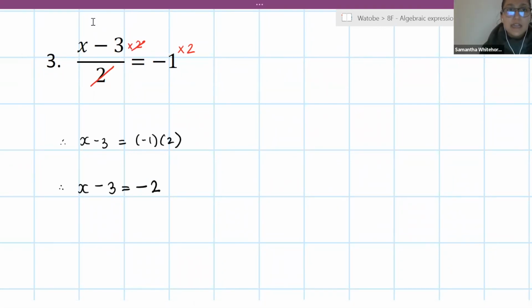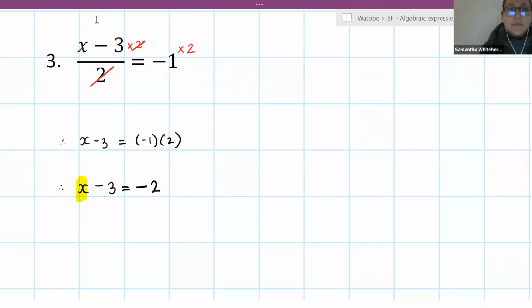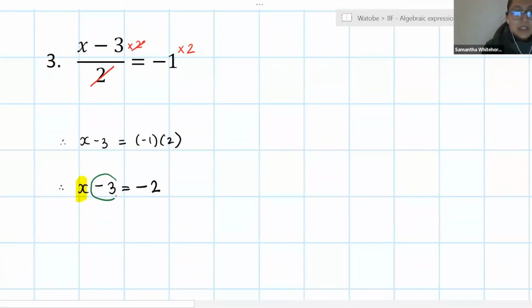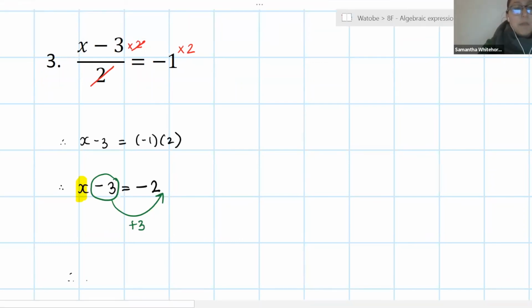I've already got an x on the left-hand side, and remember, the goal is to solve for x. So I now want to get this constant to the right-hand side of my equation. For me to do that, I need to use my inverse operations. It was -3, it must now be +3. And so what I end up with is x is equal to -2 plus 3.